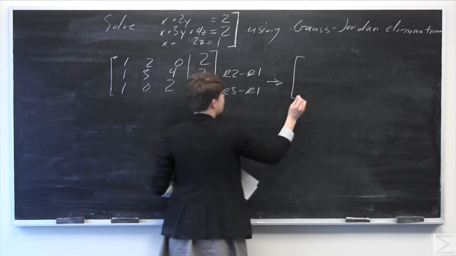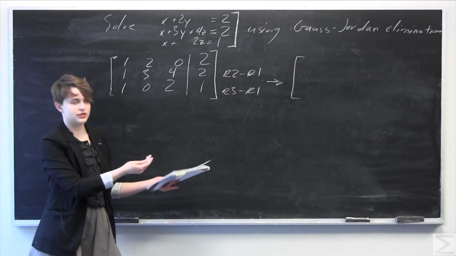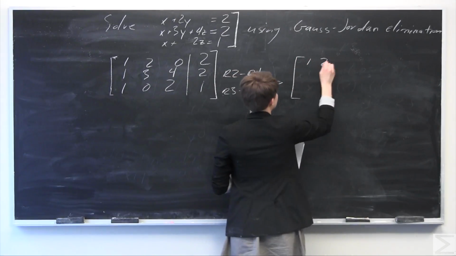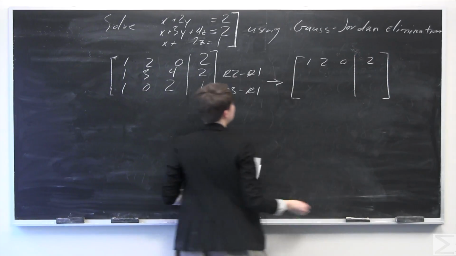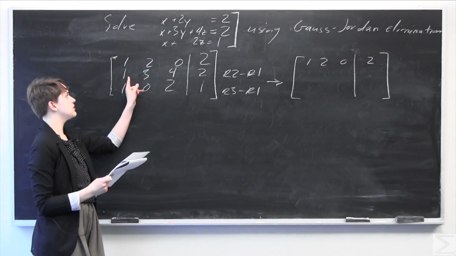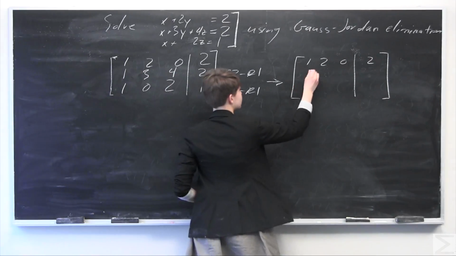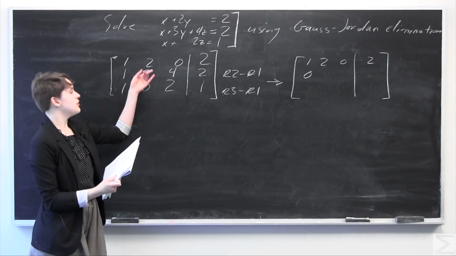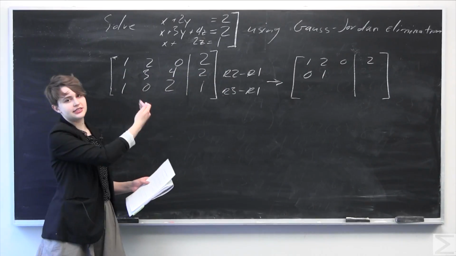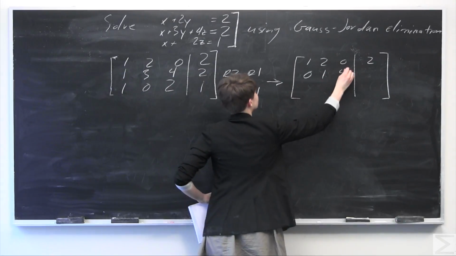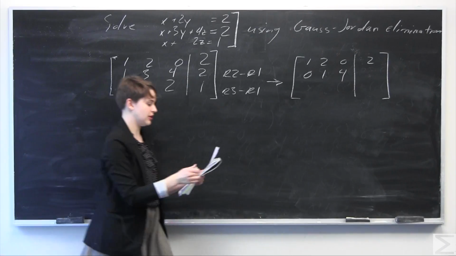Okay, great. So row 1 just stays the same, so I'm just going to copy everything over. So we have 1, 2, 0, 2, and then row 2 minus row 1, so 1 minus 1 is 0. 3 minus 2 is 1. And 4 minus 0 is going to be 4. And finally, we have 2 minus 2 is going to be 0.